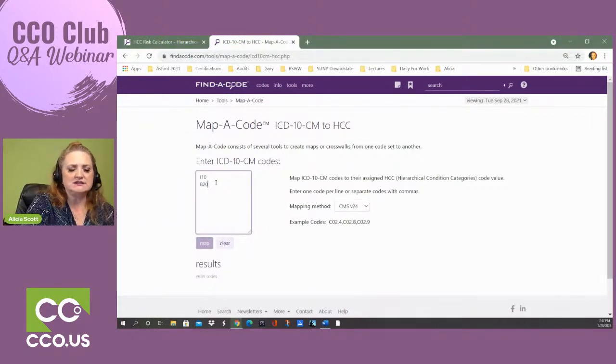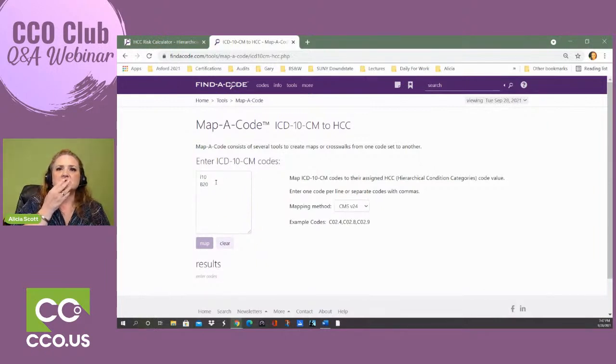And then let's give our patient something else. What else are we going to give our patient? Somebody give me another code. You guys are doing really good.